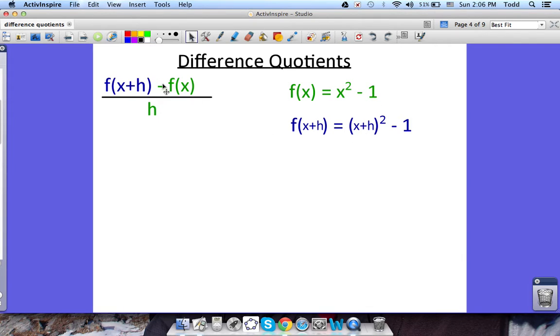Okay, so this is always the same. This is what a difference quotient is. But over here, the function may change depending on which one you're working with. Okay, so this could be different each time. Okay. So, first things first, let's do a little simplification.